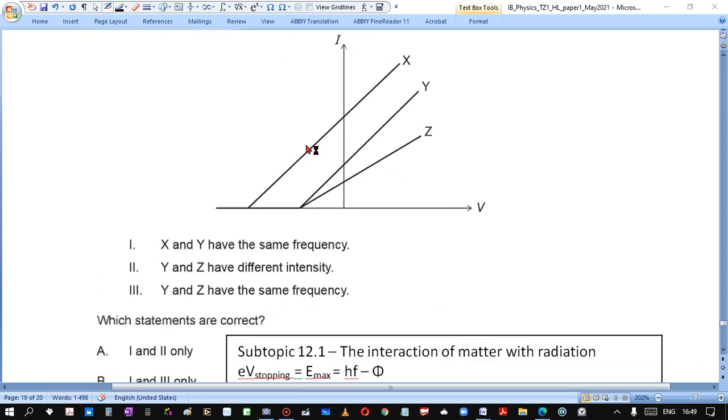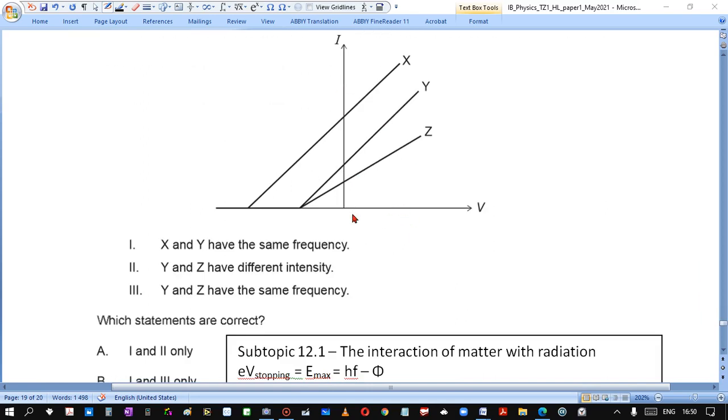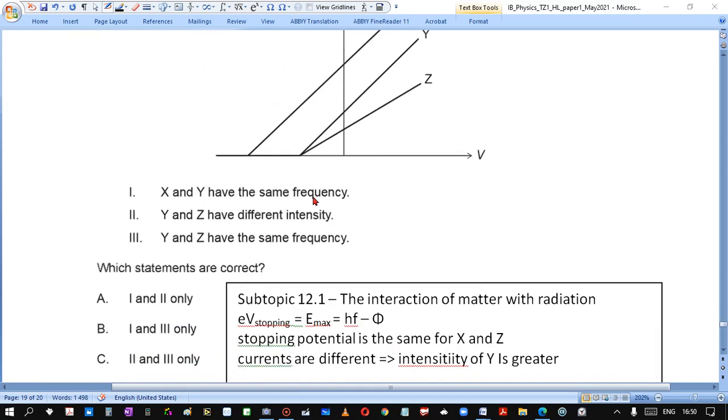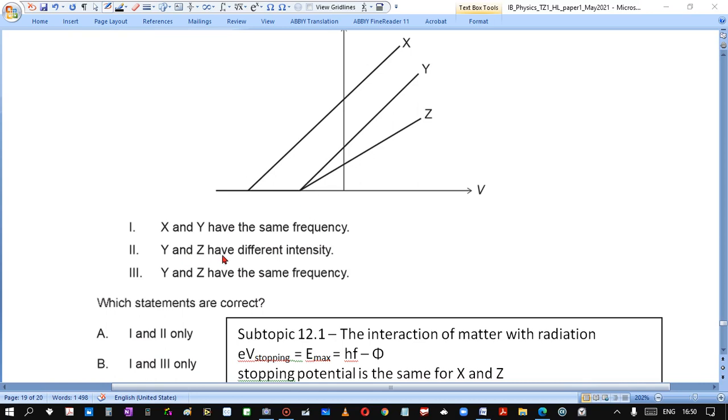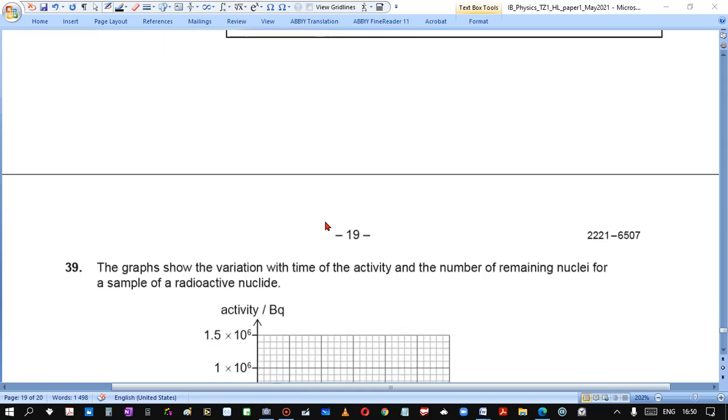So if we look here, we see that lights Y and Z have the same frequency, but they are of different intensity because more electrons are in Y than in Z. So X and Y don't have the same frequency. X and Z have different frequency. X and Z have different intensity but the same frequency. So we choose 2 and 3 as correct. So choice C.